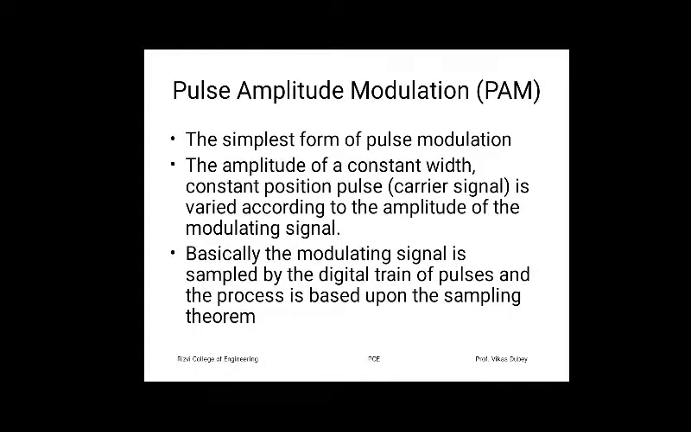So pulse amplitude modulation. We have just discussed the simplest form of pulse modulation. Here the amplitude of a pulse carrier having constant width and constant position is changed according to the amplitude of the modulating signal. Basically the modulating signal is sampled. We sample it with this digital train of pulses, and the process is based upon the sampling theorem.